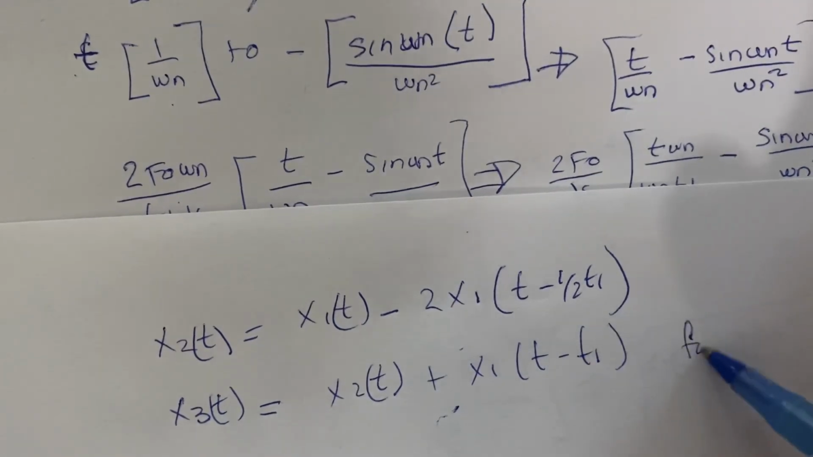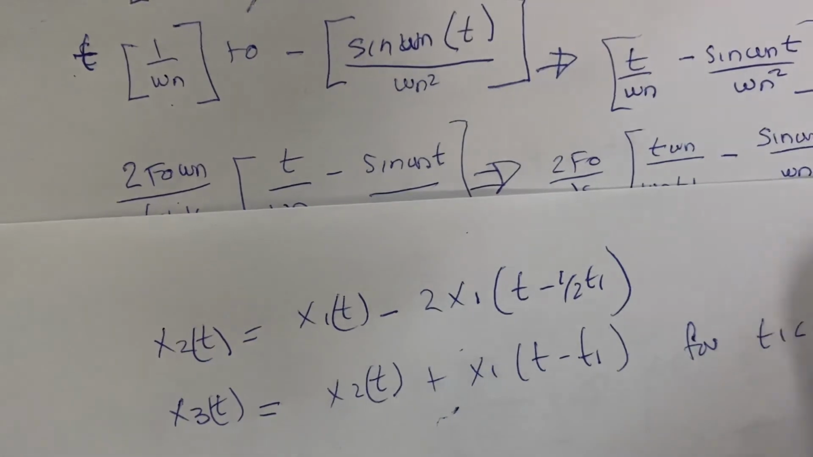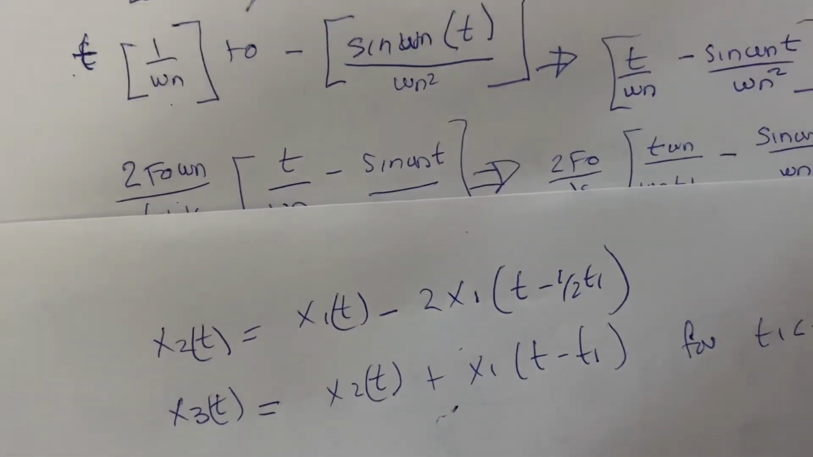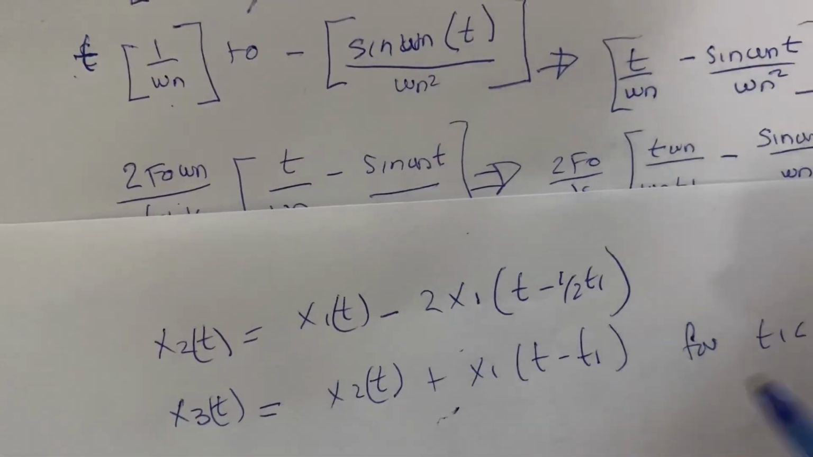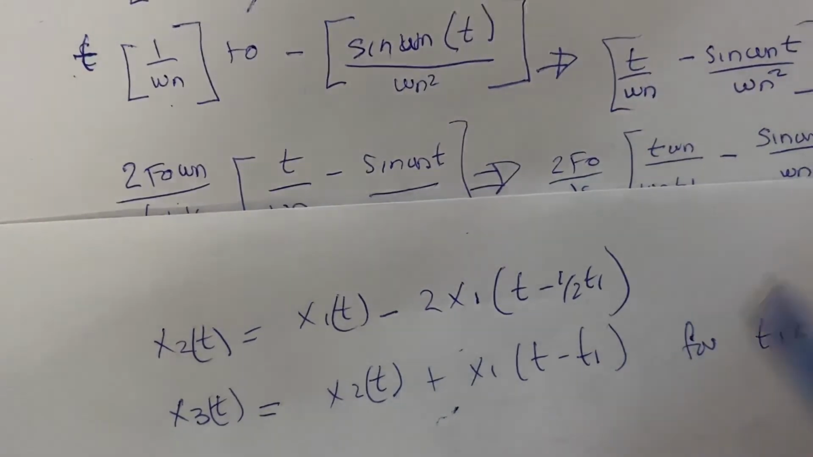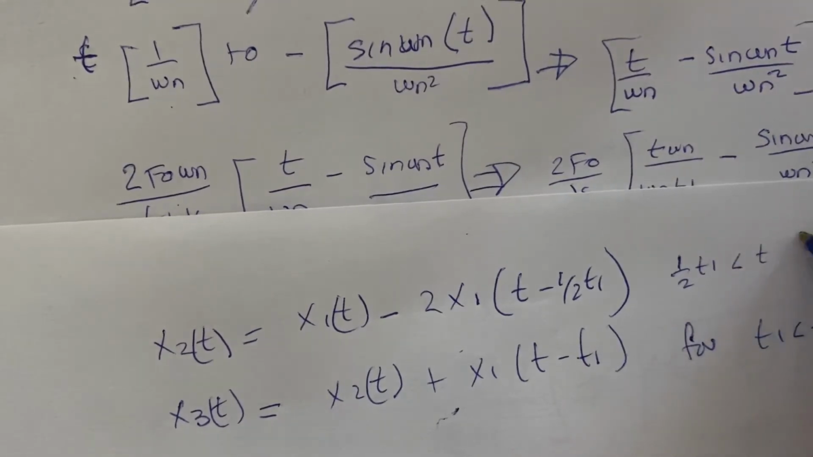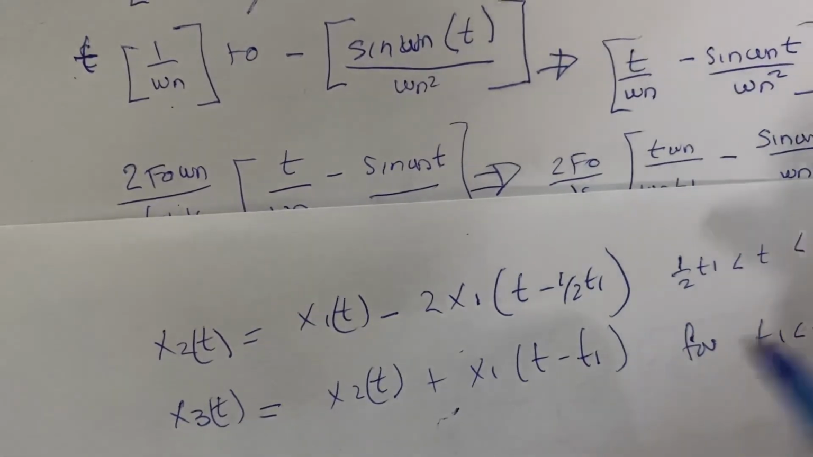And this is for t1 less than t. This is the third interval. And the previous interval was when we have 1/2 t1 less than t less than t1. Okay, that is the second interval.